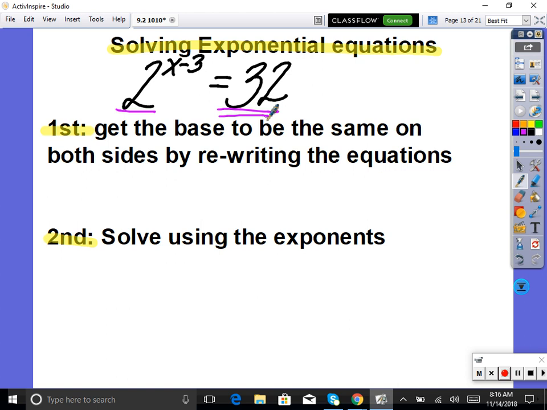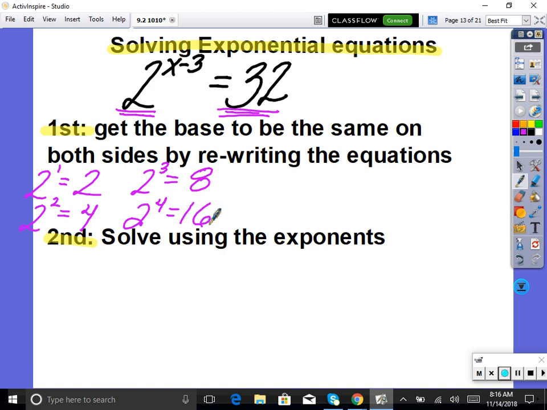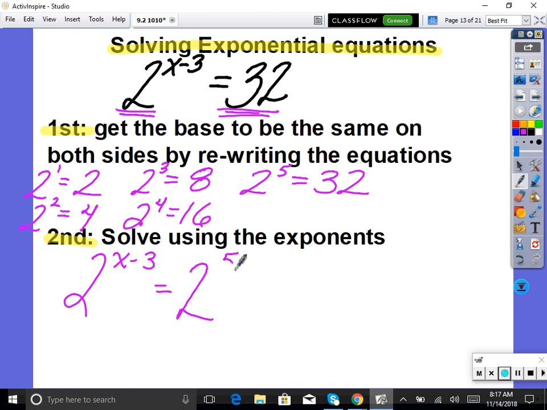So everybody, 2 raised to the x minus 3 is great. We have a base 2. We need this to be base 2. So let's say you don't know. 2 to the first is 2. 2 to the second is 4. 2 to the third is 8. 2 to the fourth is 16. And 2 to the fifth is 32. Do you guys see how 32 is equivalent to 2 to the fifth? So rewrite them as the same base. So we have 2 raised to the x minus 3 is equivalent to 2 raised to the fifth power.